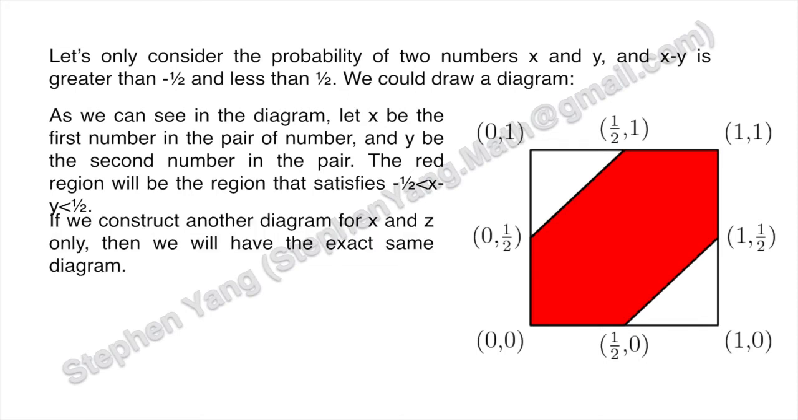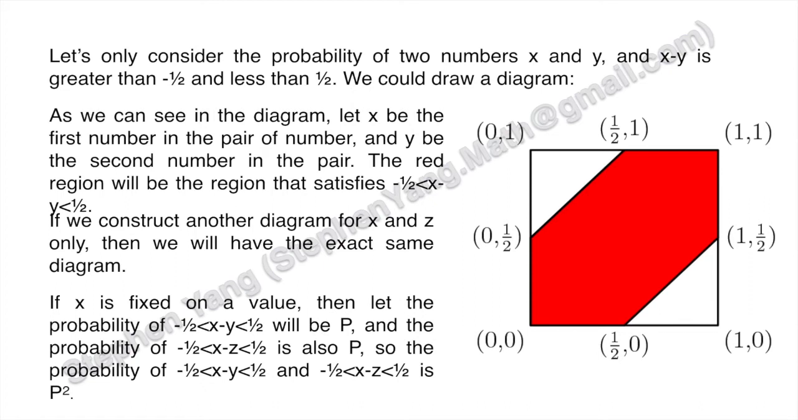If we construct another diagram for variables x and z only, with x as the x value and z as the y value, then we'll have the exact same diagram as this. So let's consider this. If x is a fixed value, then let the probability that x minus y is greater than negative a half and less than a half be p. And the probability that x minus z is greater than negative a half and less than a half will also be p. So the probability that both x minus y and x minus z are greater than negative a half and less than a half will be p squared.